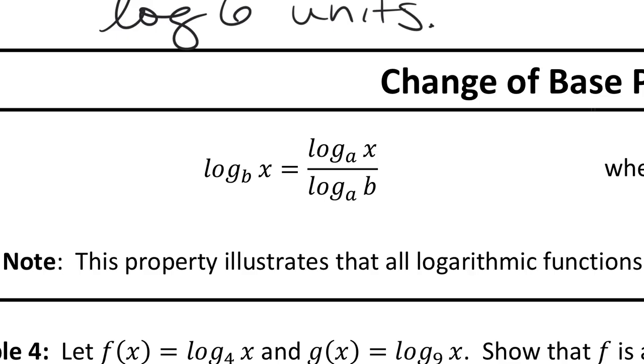The change of base property basically says, and we're going to highlight this very specifically, that if you have log base b, that's purple, of x, that's orange, we can evaluate this by changing the base of two separate logarithms and putting the x on the top and the b on the bottom.